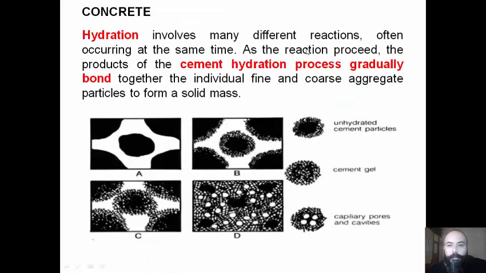Hydration involves many different reactions, often occurring at the same time. As the reaction proceeds, the products of the cement hydration process gradually bond together the individual fine and coarse aggregate particles to form a solid mass.